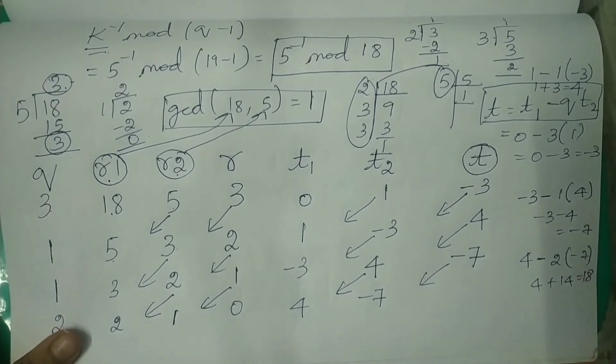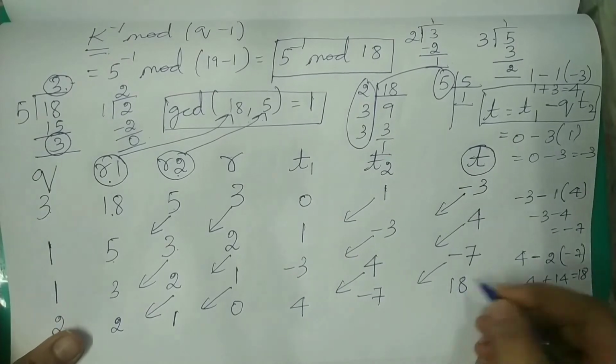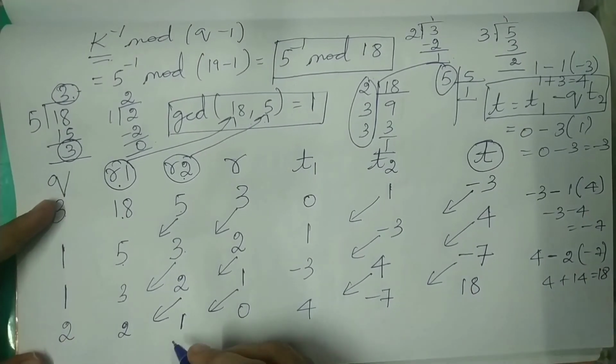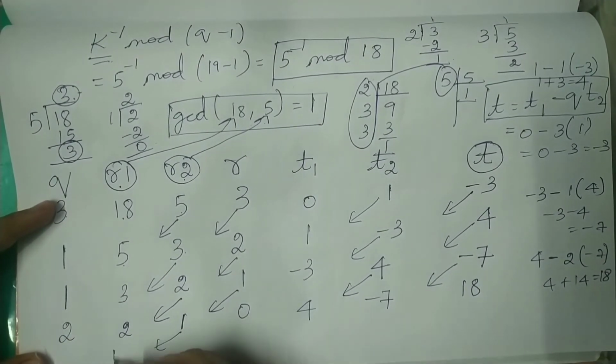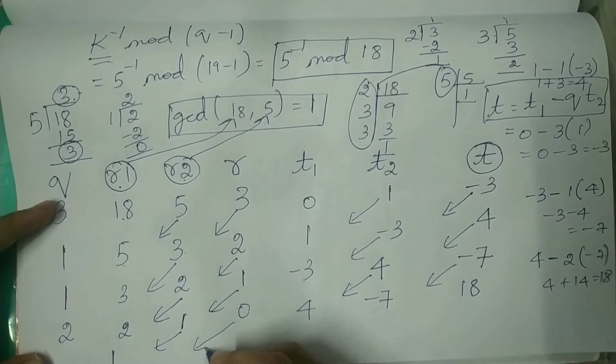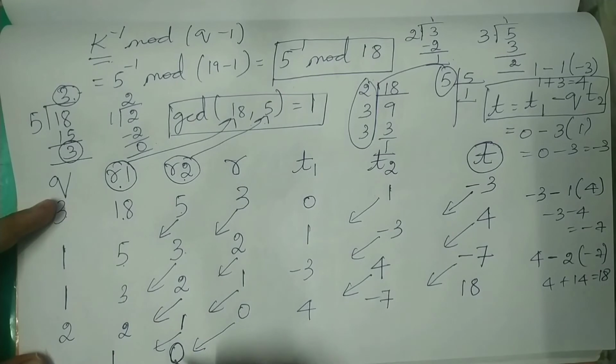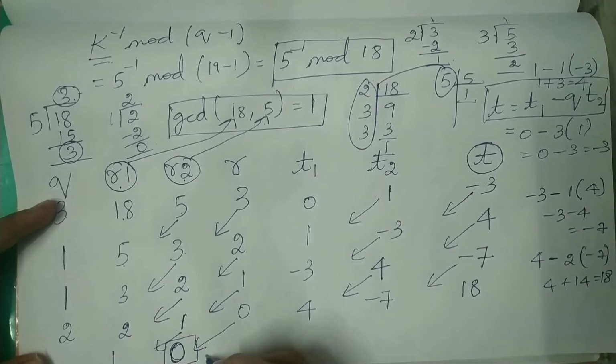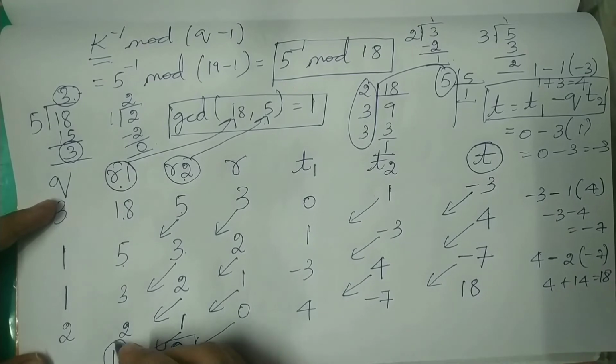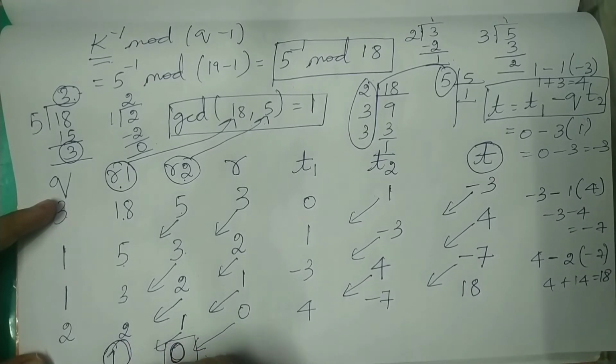So you'll be getting 18 over here. Now we should bring R2's value to R1 and R's value to R2. Once you get R2's value as 0, we must stop over here and your R1's value will be the GCD. Since the GCD is 1, I'm allowed to find the inverse.